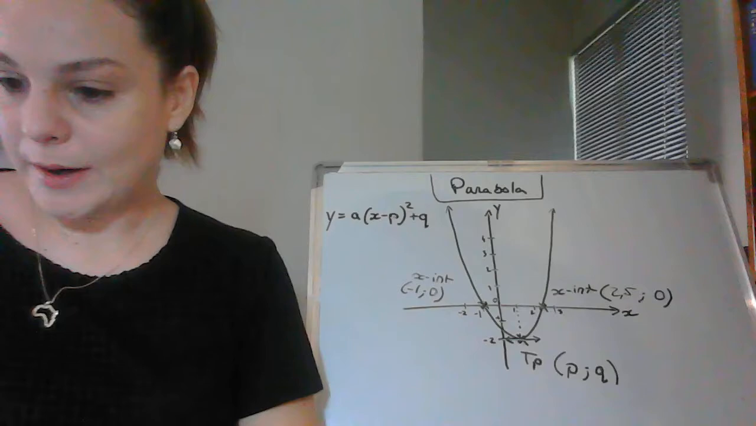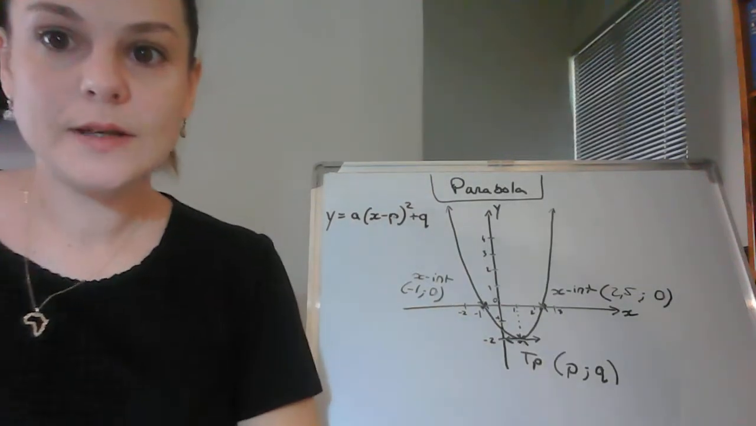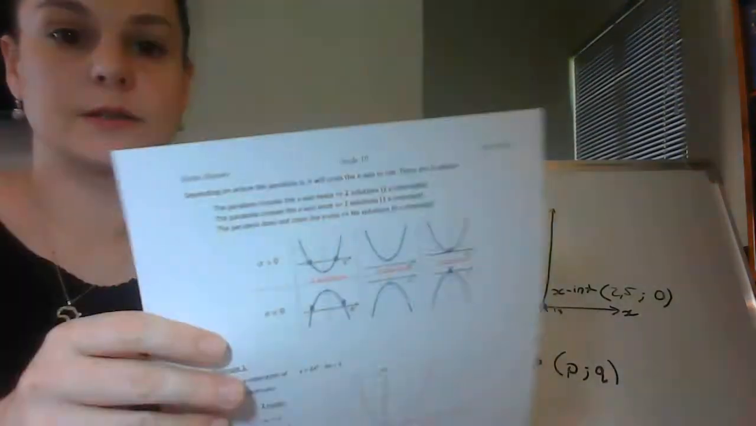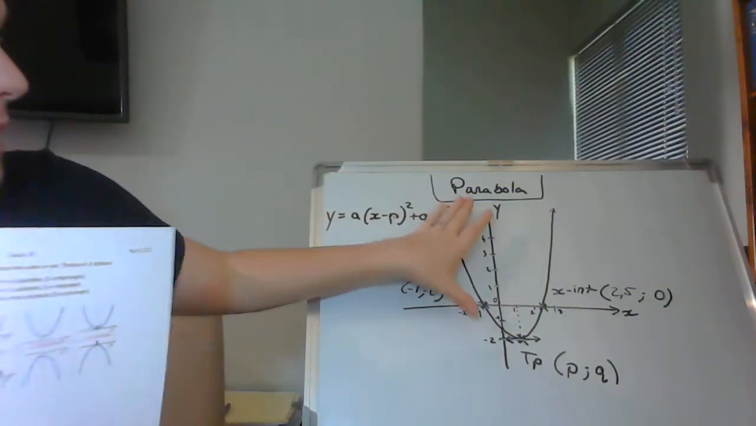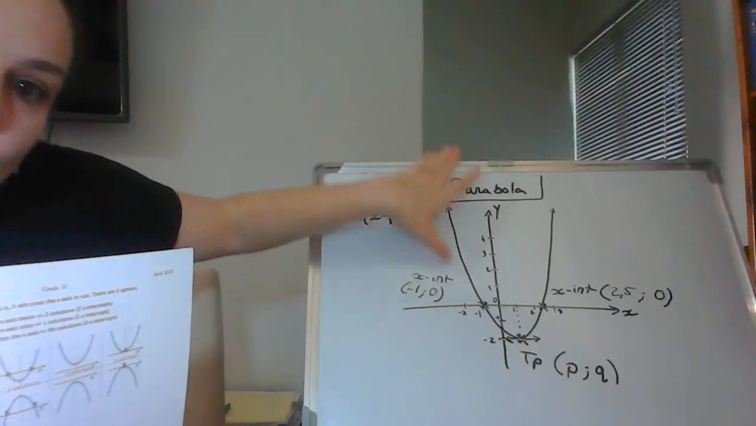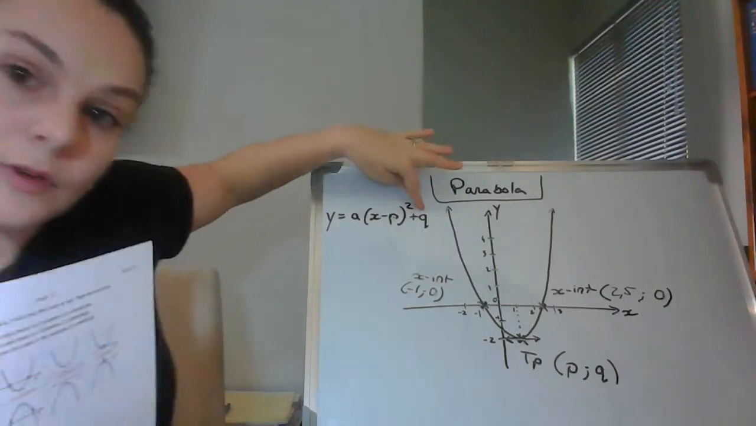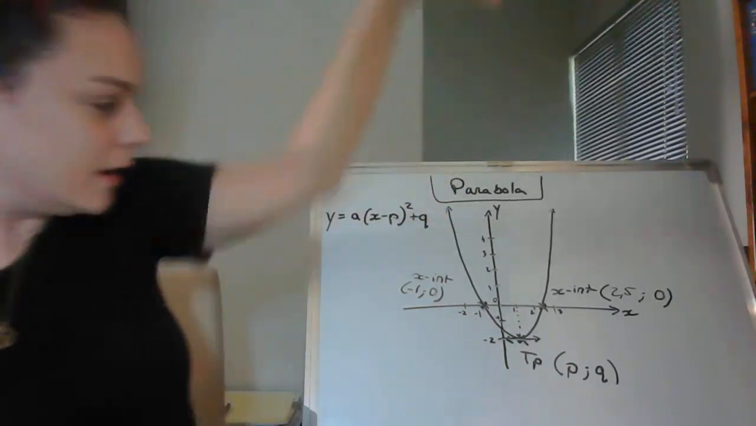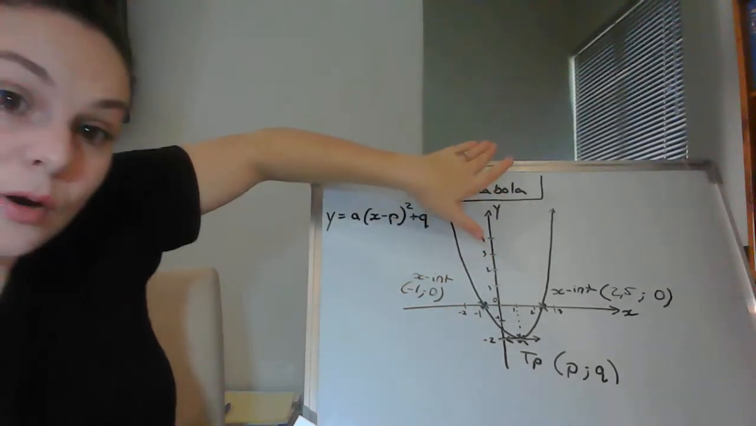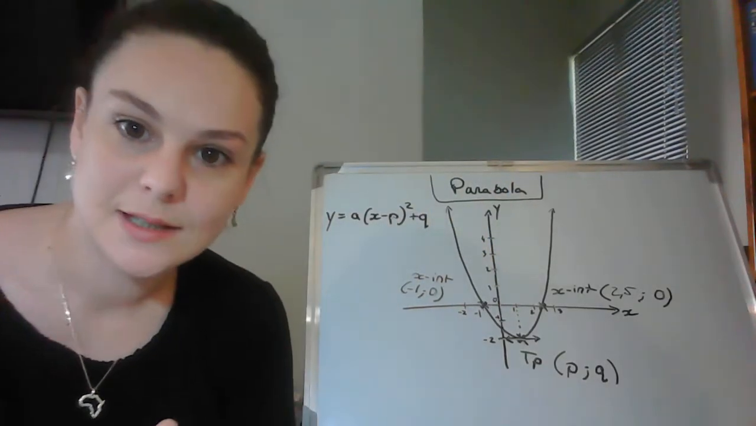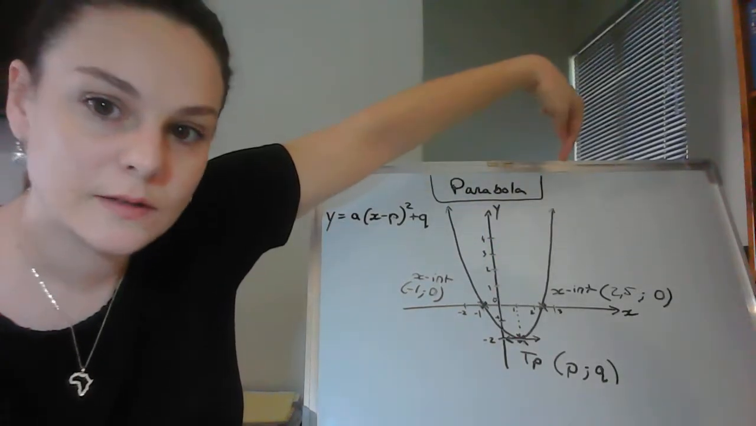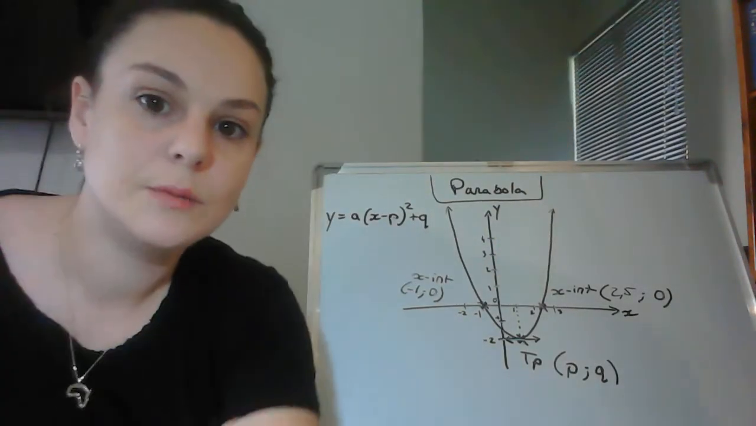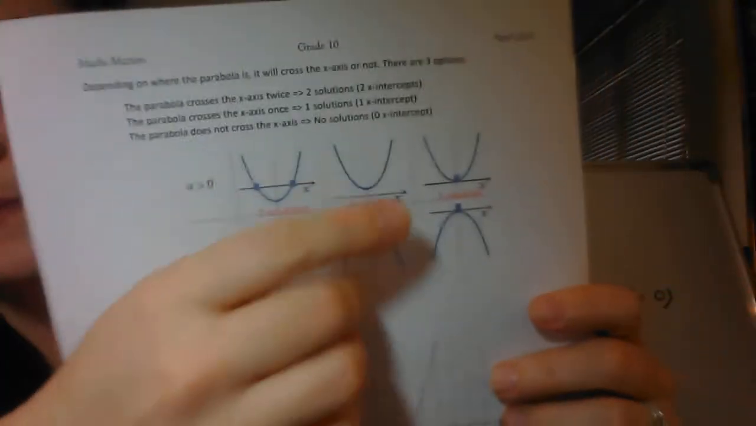For parabolas, there are 3 different options, because remember in the last video, we said the graph can be shifted up or down with the q value. If your q value shifted the graph up above the x-axis, what happens to the x-intercept? Well, that parabola will maybe never cross the x-axis. Therefore, there will be no x-intercept. So there are 3 options.